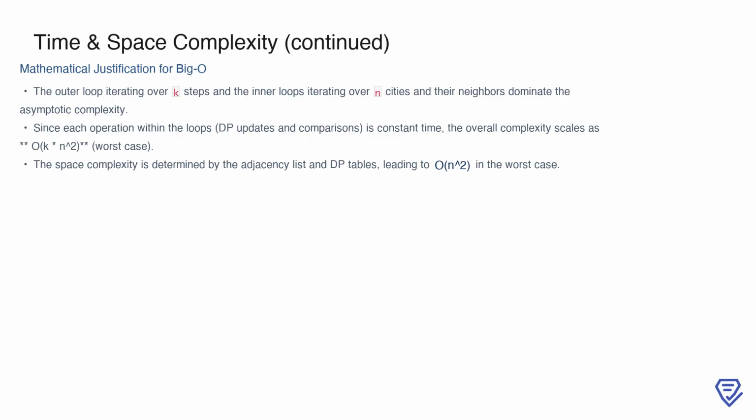As for space complexity, the adjacency list for the graph and the DP and parent tables dominate the memory usage. This leads to an overall space complexity of n squared in the worst case, as the adjacency list grows quadratically within dense graphs. This concludes the time and space complexity analysis for the dynamic programming solution.